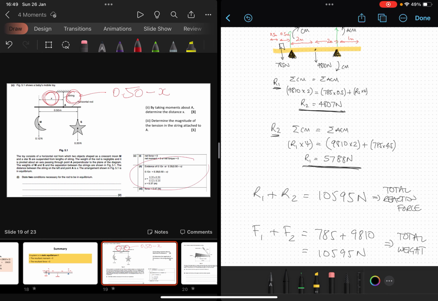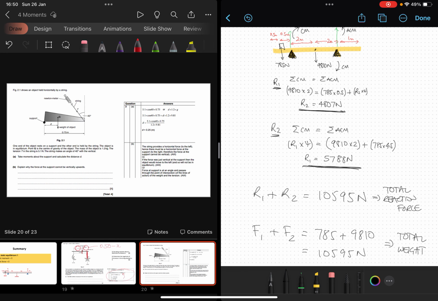Okay, and that's as well as we can define what that distance is at this point. So have a look at the mark scheme. Have a look at how they've applied the principle of moments, and you will notice that 0.5 minus x term appearing there. That is the distance between the line of action of the star and the pivot, which is at A.